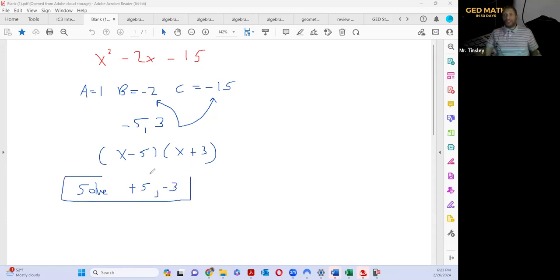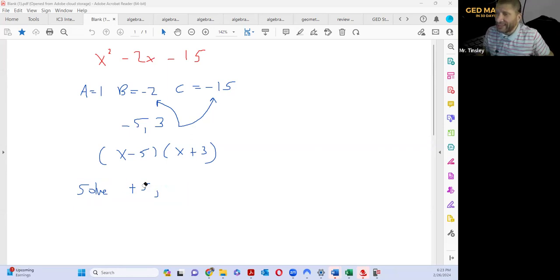Just solved it in less than 15 seconds. Hold on, Mr. Tinsley. I took the GED. They didn't give me a quadratic equation that I could easily factor. They gave me some crazy quadratic formula. And remember I told you, every quadratic equation can be solved using the quadratic formula.